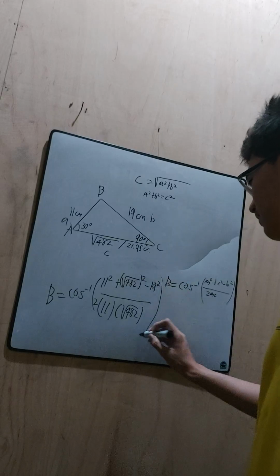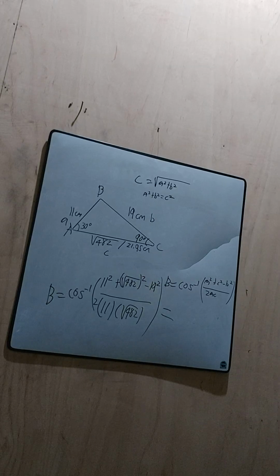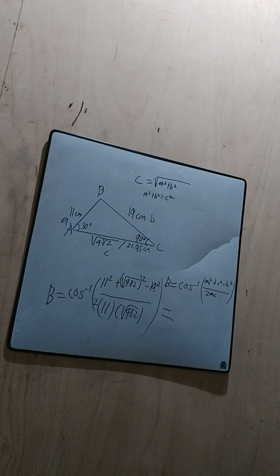Alright, so applying the formula, let us do that once again. That will be 11 squared plus square root of 482 squared minus 19 squared, over 2 times 11 and square root of 482. Okay, now clicking that, we get 59.93 degrees.